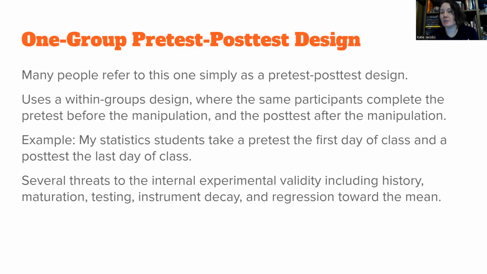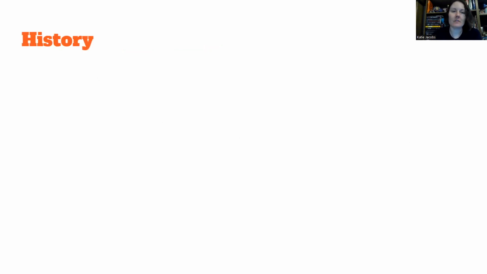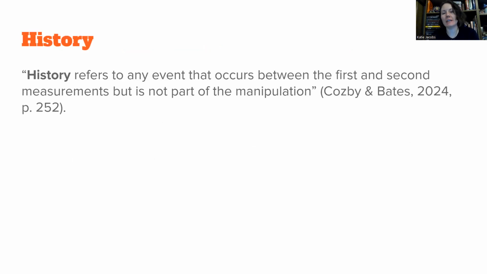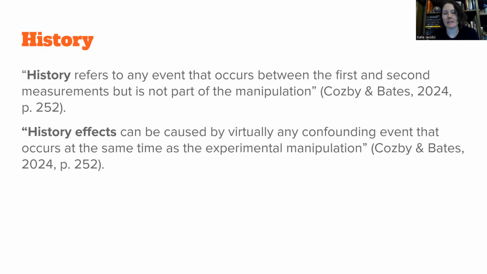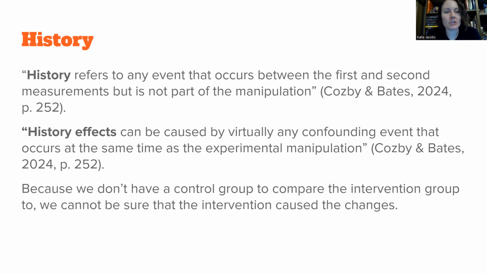Okay. So although I use that as a piece of data, there are several threats to internal experimental validity when using this type of design, including history, maturation, testing, instrument decay, and regression toward the mean. And we covered some of this when we looked at experimental internal validity. So history, if we remember, refers to any event that occurs between the first and second measurements, but it's not a part of the manipulation or the intervention. So history effects can be caused virtually by any confounding event that occurs at the same time as the intervention or the experimental manipulation that you have in your study.